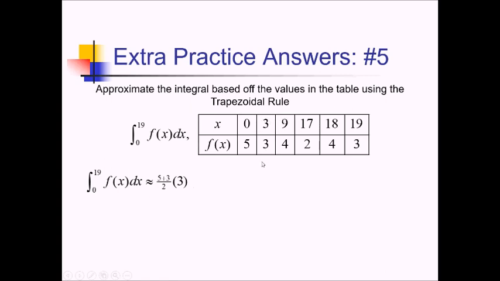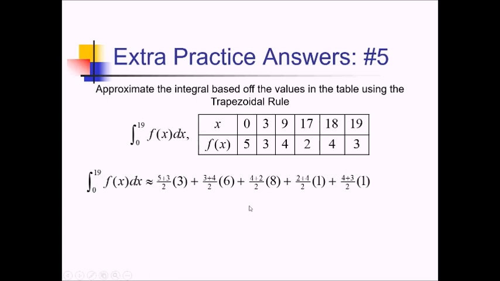So for my next trapezoid, I've got 3 plus 4 over 2 times, this time it's a height of 6. After that, we have 4 plus 2 over 2 times a height of 8 to get from 9 to 17. Then we have 2 plus 4 over 2 times a height of 1. And finally, 4 plus 3 over 2 times a height of 1 again.